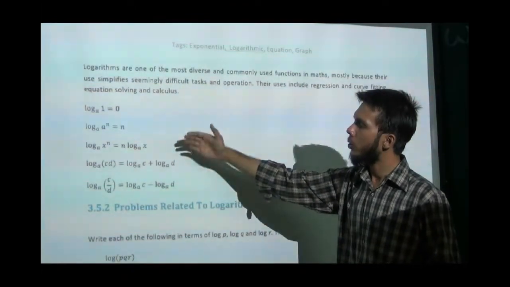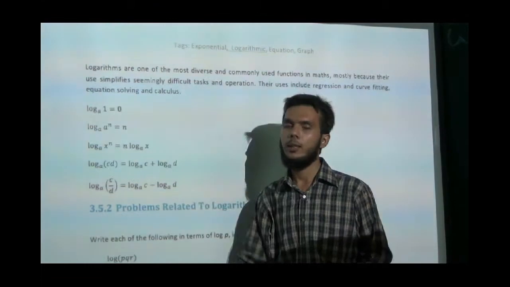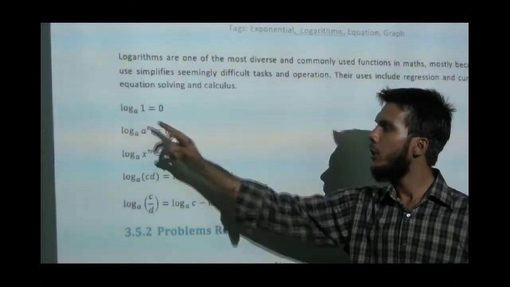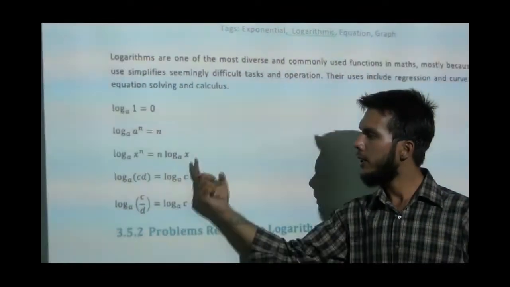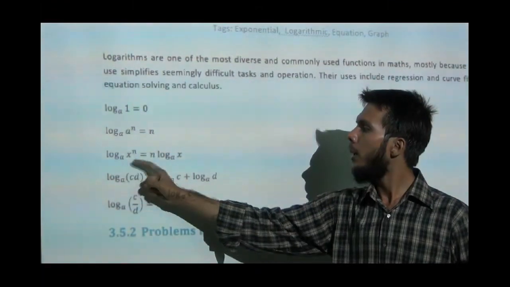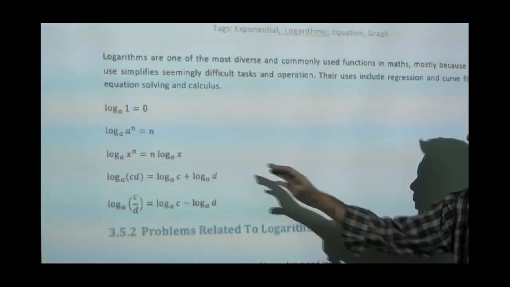जो हमारे पास यहाँ 5 लॉज लिखे हुए हैं, तो फर्स्ट वन इज दिस वन, log base a of 1 is equal to 0. log base a of a to the power n is equal to n. and इसी तरह से हमारे पास दूसरे रूल्स, दिस वन इज कॉल्ड the power law, this one is called product, this one is called division.